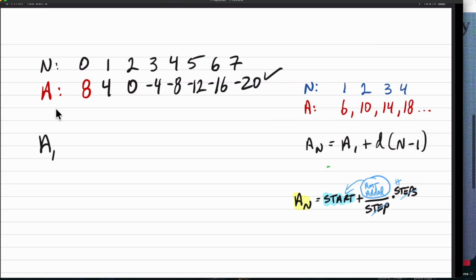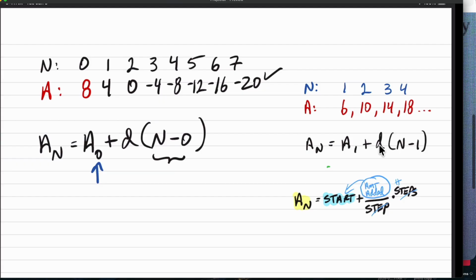Our a sub n is going to start at a sub 0, and we're going to add the common difference of the number of steps we take. That is going to be n minus 0. Now, why is it n minus 0 here and n minus 1 here? Because in this particular example, we're starting at 0. So if you want to figure out the amount that you're adding from 0 to n, how many steps are you taking? The answer is n minus 0.